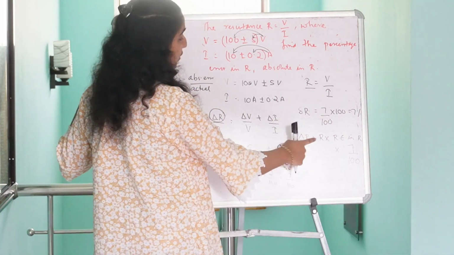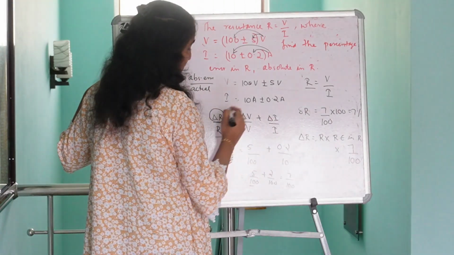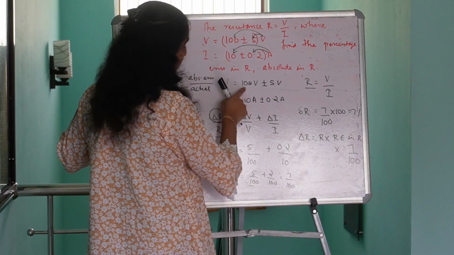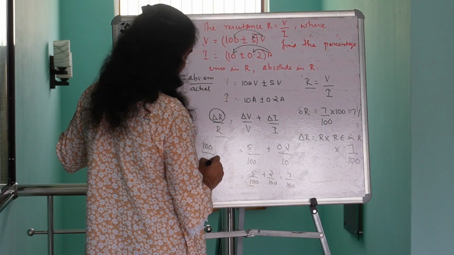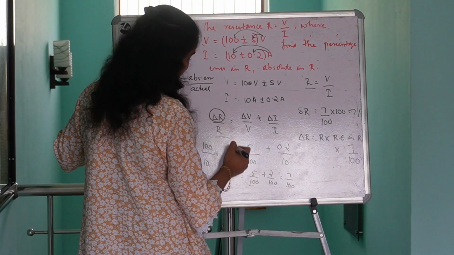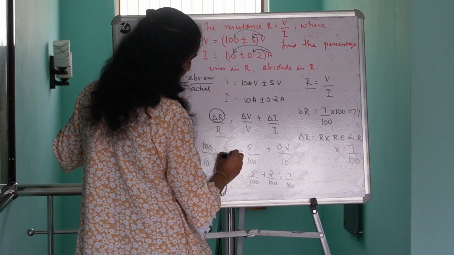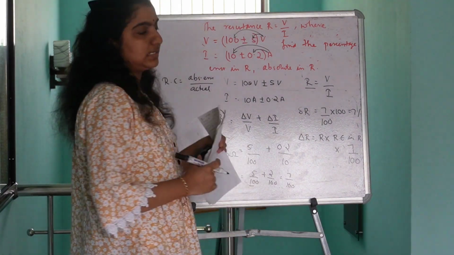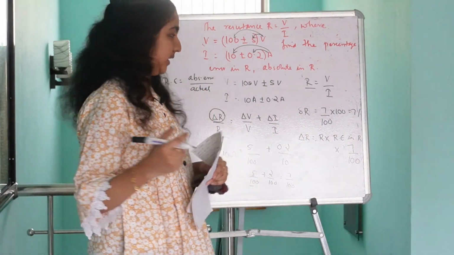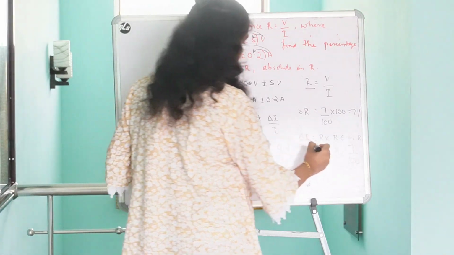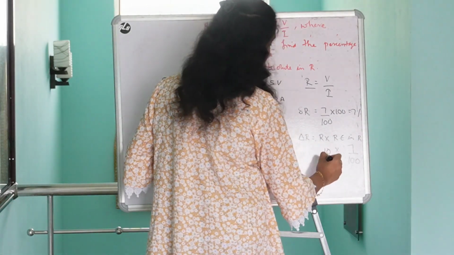It is very easy. For finding the actual value of R, you have to simply divide the actual value of voltage by the actual value of current, that is equal to 10 ohm. Unit of resistance is ohm. So here I got the value as 10 ohm.